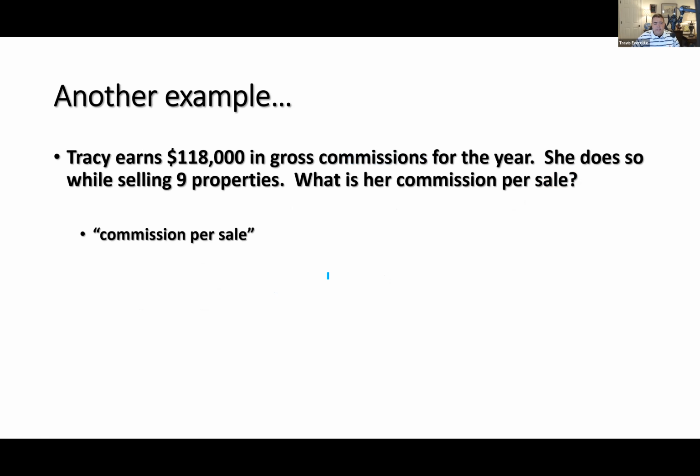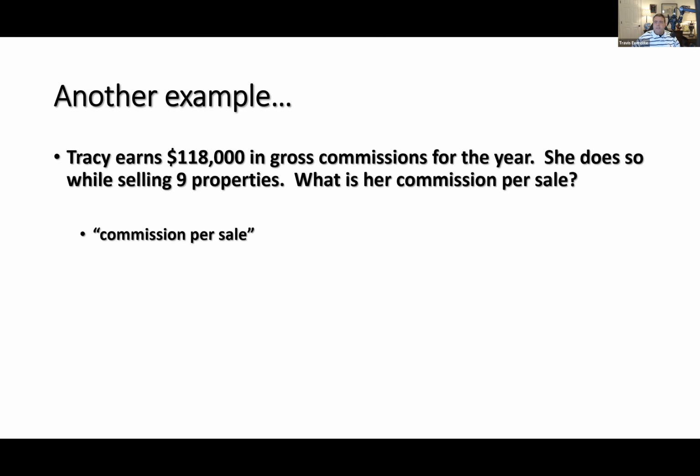Tracy earns $118,000 in gross commissions for the year. Now that's a word we haven't seen yet, gross. Gross just means before you adjust it for expenses. Well, when we make money in this business, we almost always have to spend some money. We have to pay for signs. We have to pay for marketing the property. We have to pay for staging the property. We have to pay the fees to the Association of Realtors. Gross commissions just means the money we make before any of those expenses come out. Taxes, income taxes on the money, all kinds of expenses that come out. But gross means before the expenses.